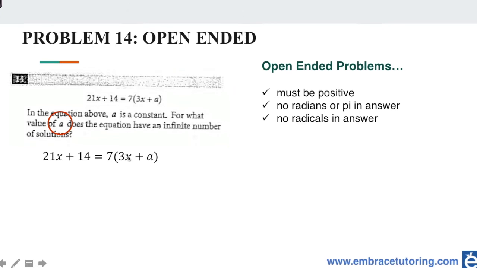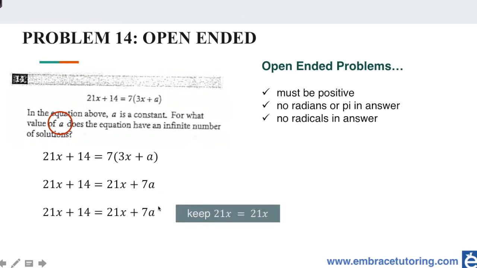When I distribute my 7, I will then get 21x plus 14 equals 21x plus 7a. If I keep my 21x's the same on both sides of the equation, I will then want to make 14 equal to 7a, therefore giving me an infinite number of solutions. And when I do this, I will therefore get a equals 2, making 2 the answer to question number 14.